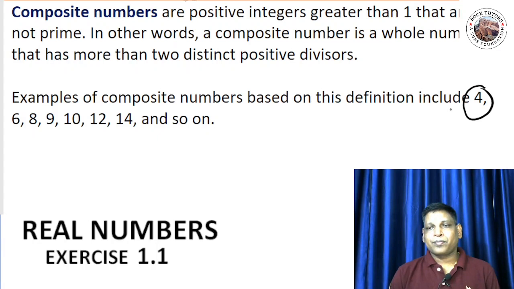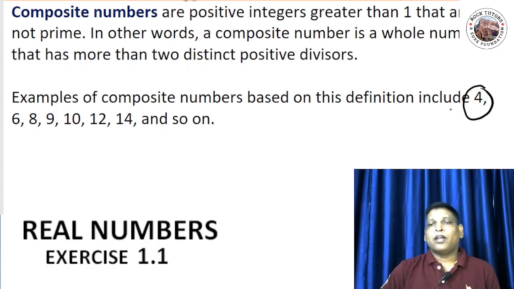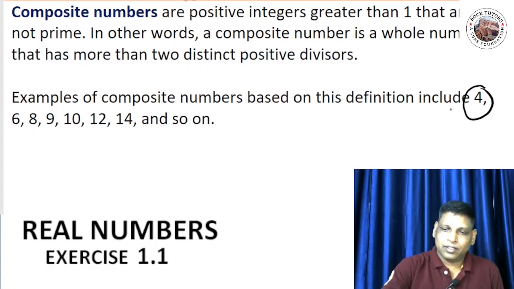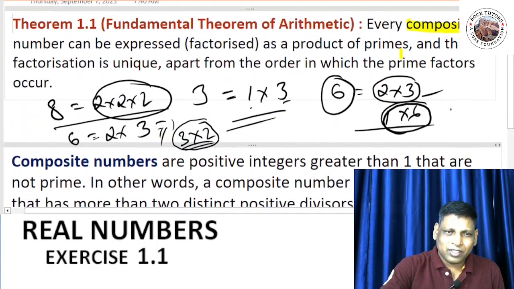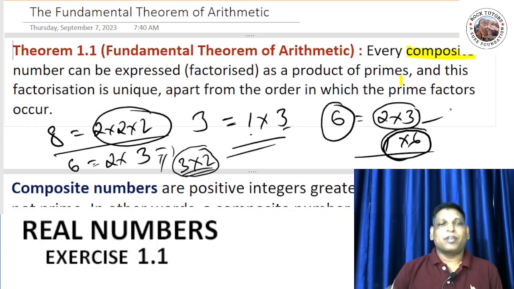This is about the fundamental theorem of arithmetic. Okay. So now we will see what that is. This is an important point; this theorem is very important. See once again, theorem 1.1, fundamental theorem of arithmetic: every composite number can be expressed as a product of primes, and this factorization is unique apart from the order in which the prime factors occur.